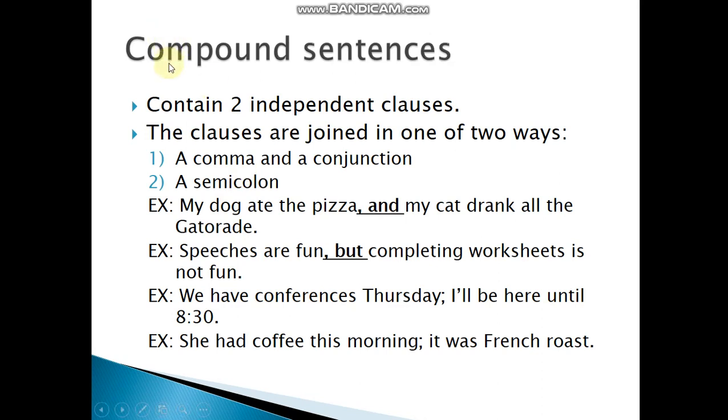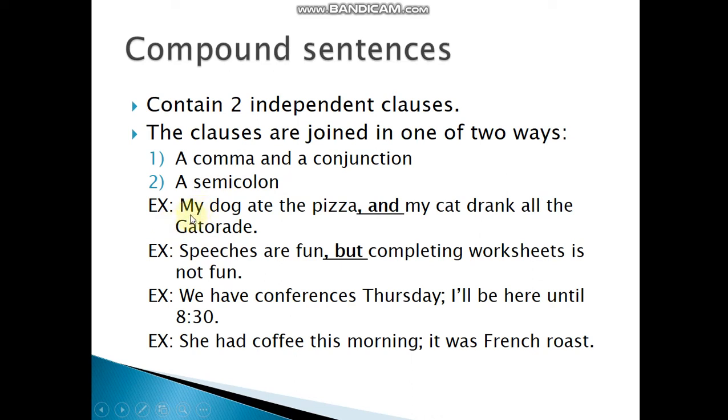Now let's go to compound sentences. What are compound sentences? They contain 2 independent clauses. The clauses are joined in one of 2 ways: a comma and a conjunction, or a semicolon.